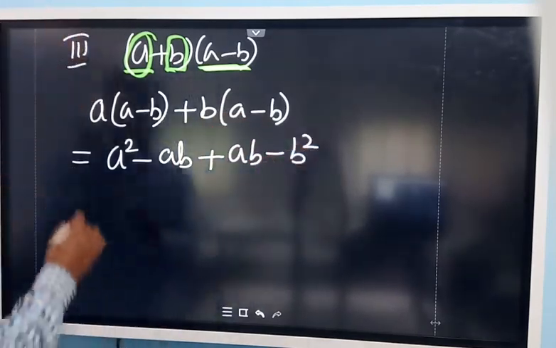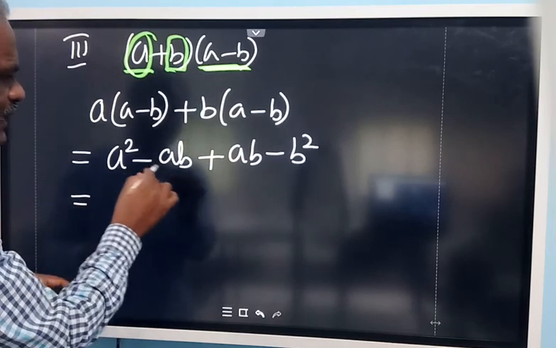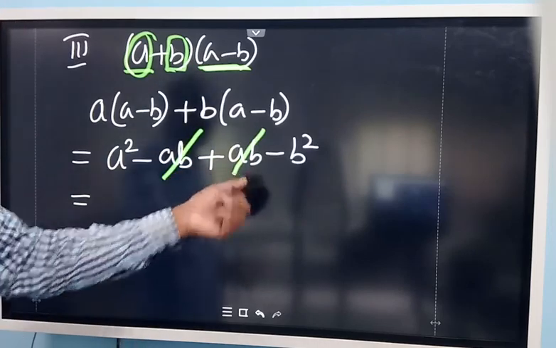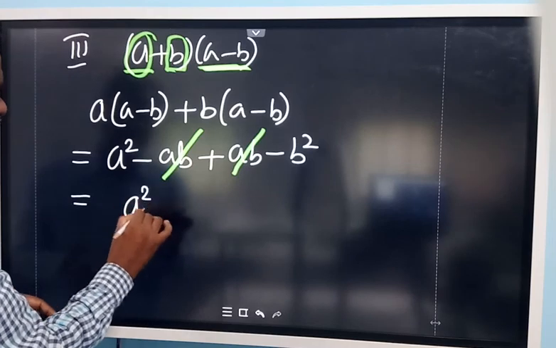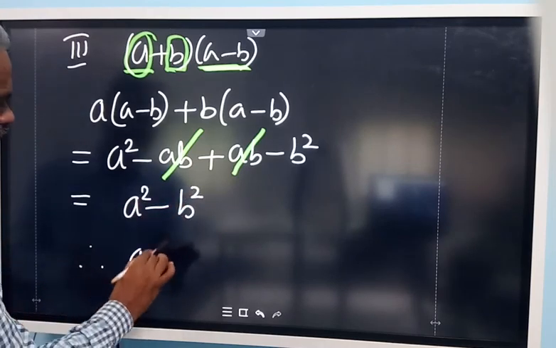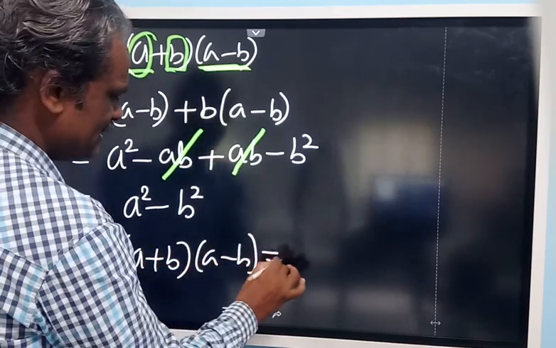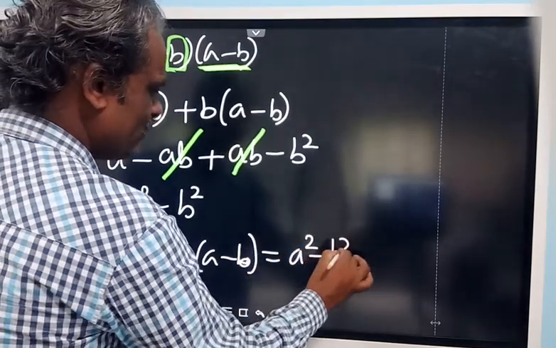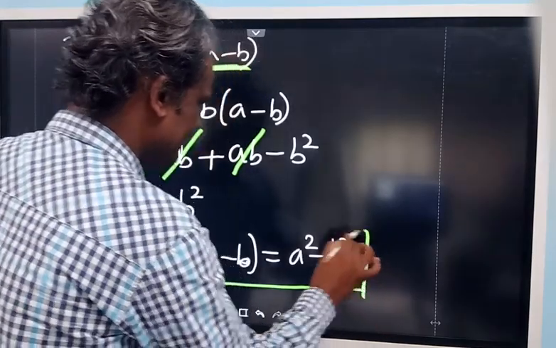Now look at this, we have two like terms, but with opposite signs inside, minus and plus. You can cancel these, the answer becomes zero. Minus ab plus ab is 0. So what is left out? It is a² − b² only. Therefore we can write (a + b) into (a − b) is always equal to a² − b². This is the third important identity.